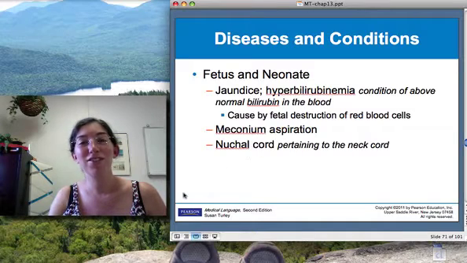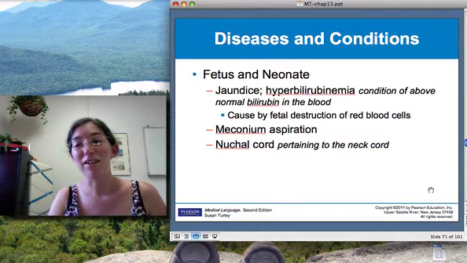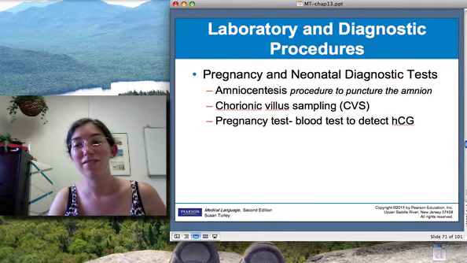Nuchal cord is a condition where the umbilical cord is wrapped around the neck and can actually suffocate or choke the newborn.